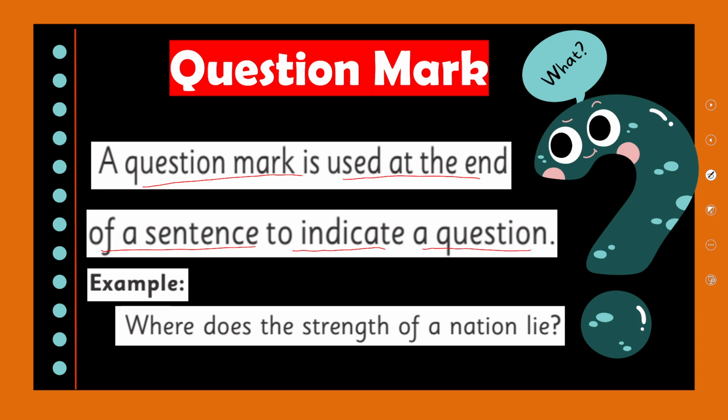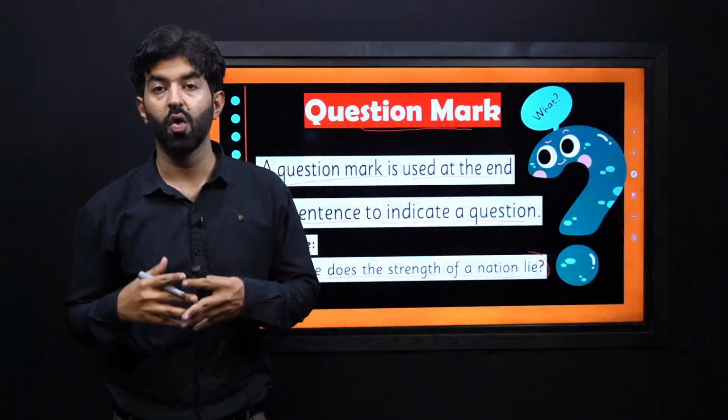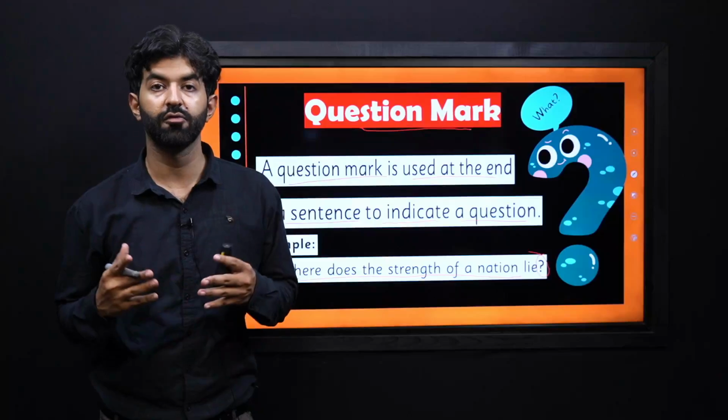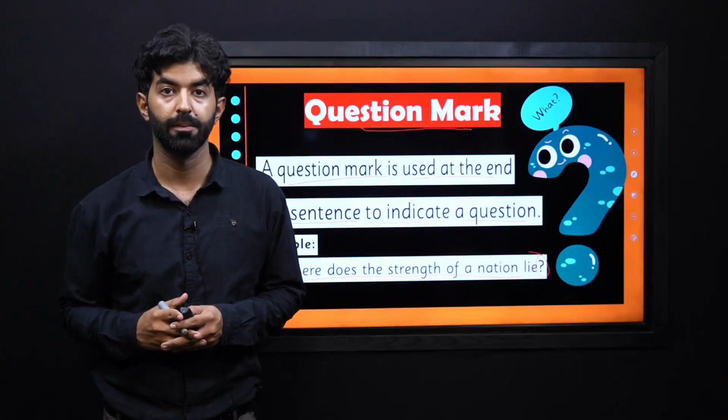For example, where does the strength of a nation lie? This sentence is ending with a punctuation mark, which is a question mark. So this is a question. So all the interrogative sentences are followed by a question mark.